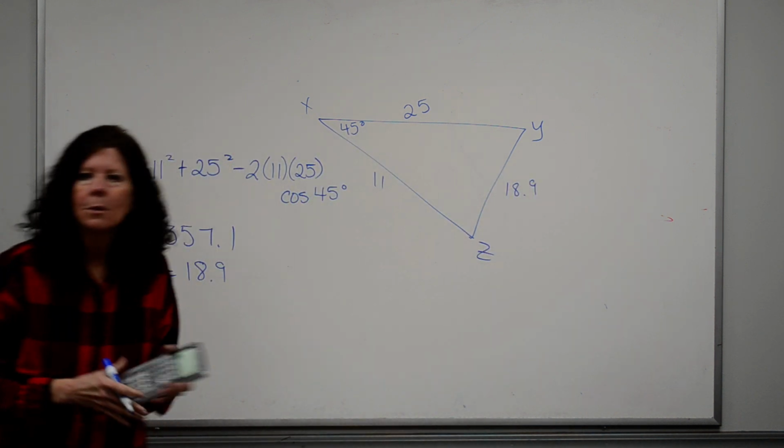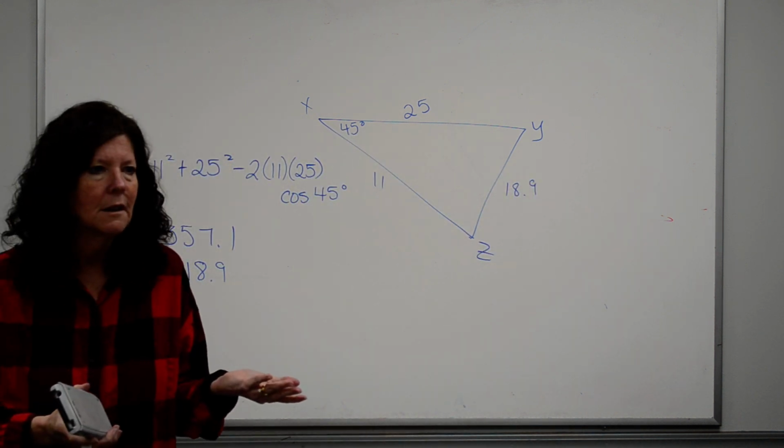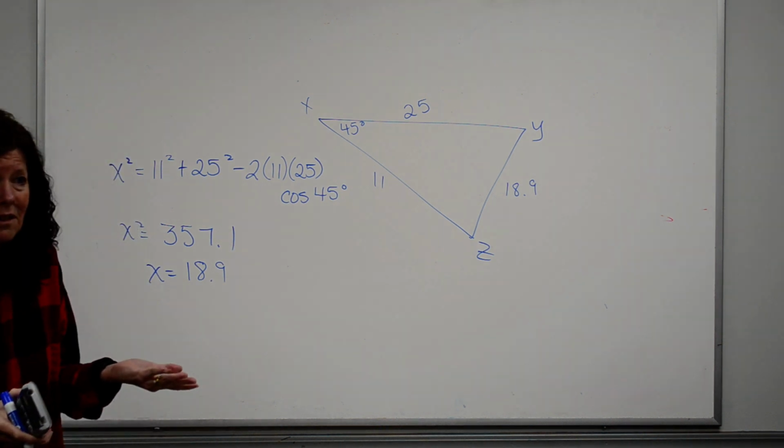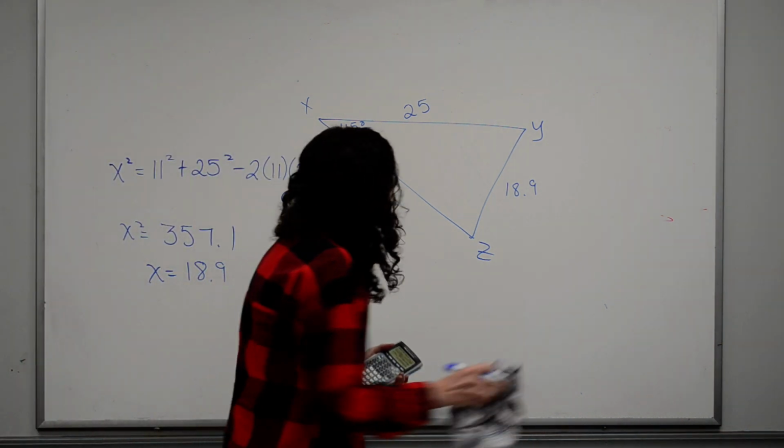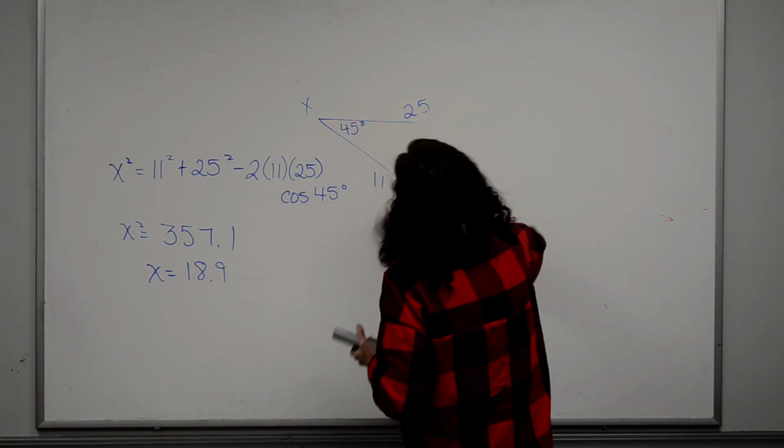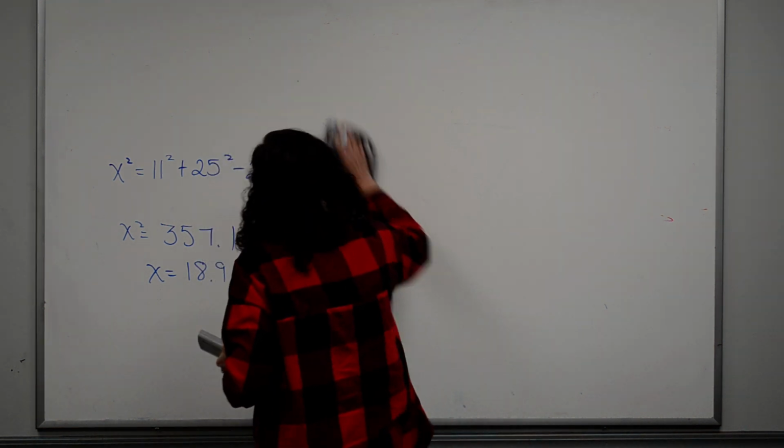Okay? Then once you, so this is now 18.9. Now you're back to the homework like you did last night. Okay, does that make sense? Yeah. All right. Little bit harder circumstance. Still using law of cosines. You don't know any angles.